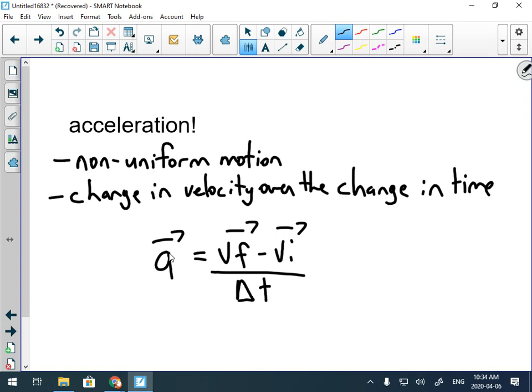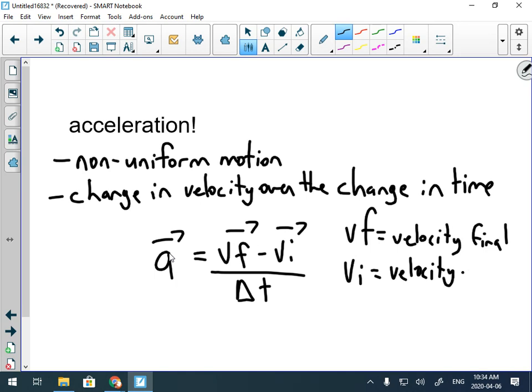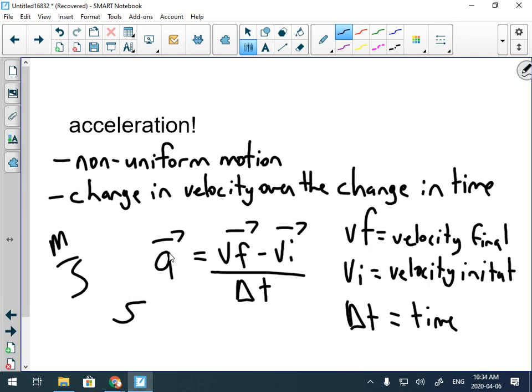So this is our first much trickier formula. Vf is velocity final, and Vi is velocity initial. You probably know that delta t is time. Now, both velocities need to be in meters per second, and the time needs to be in seconds. So we're going to have to do some converting if our units don't match up. Okay, so I think we should just jump right into a couple problems and try them out.